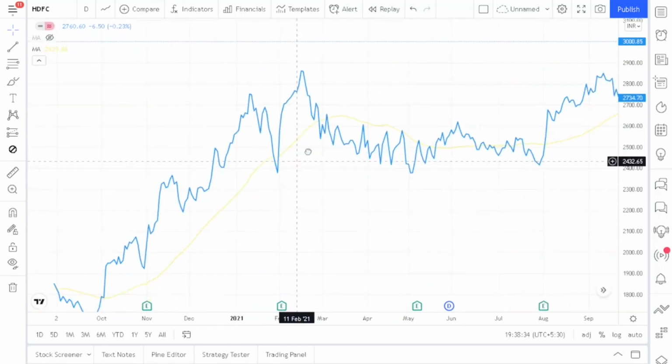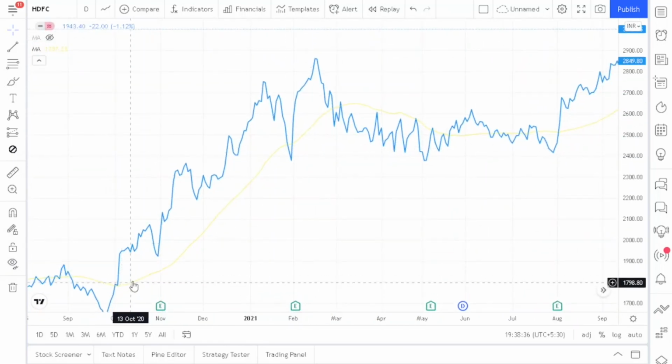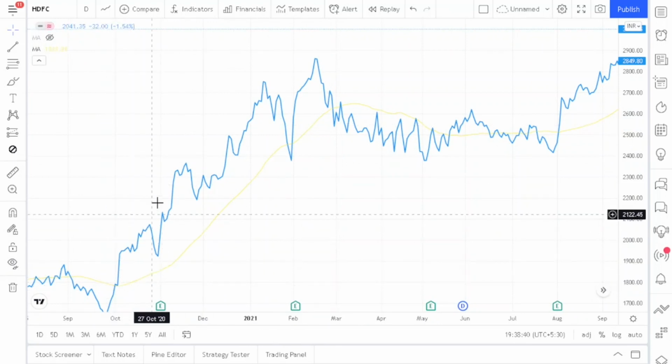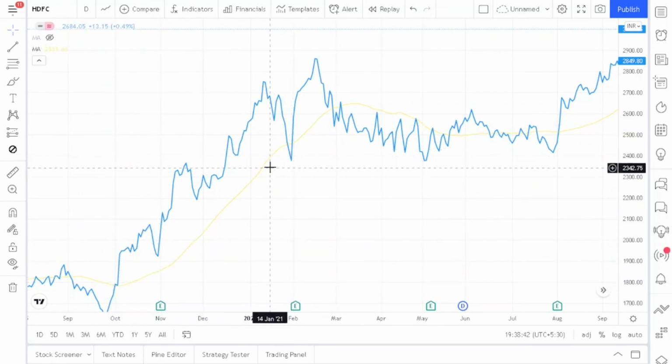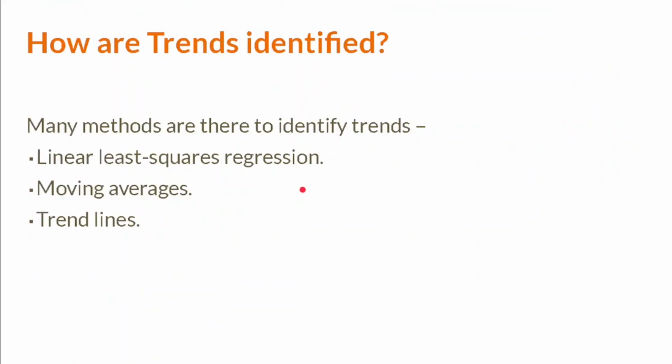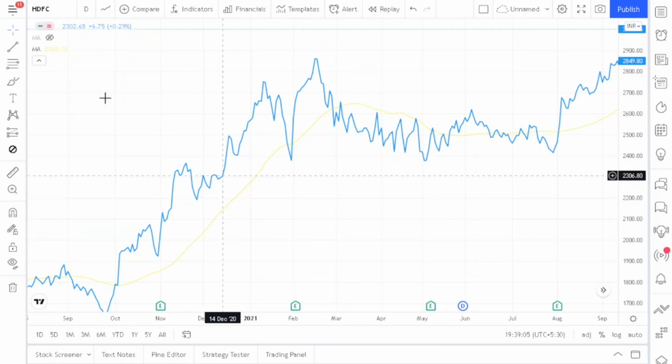And if we go back a little bit, then we can see that this yellow line is going up like anything. So at this time the market is trending, so moving averages are helping us to identify trend, right? So this is one of the most important tools to identify trends, and this was the second method on our list. And the third method is trend lines.